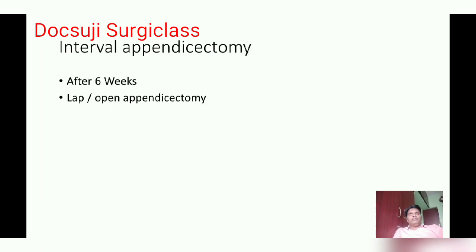The surgery, so what is the surgical treatment for appendicular mass? It is an appendicectomy that you should not do immediately; you should do it after a period of 6 weeks, which is called interval appendicectomy. So either you can plan for a laparoscopic or open appendicectomy, and remove the appendix completely.